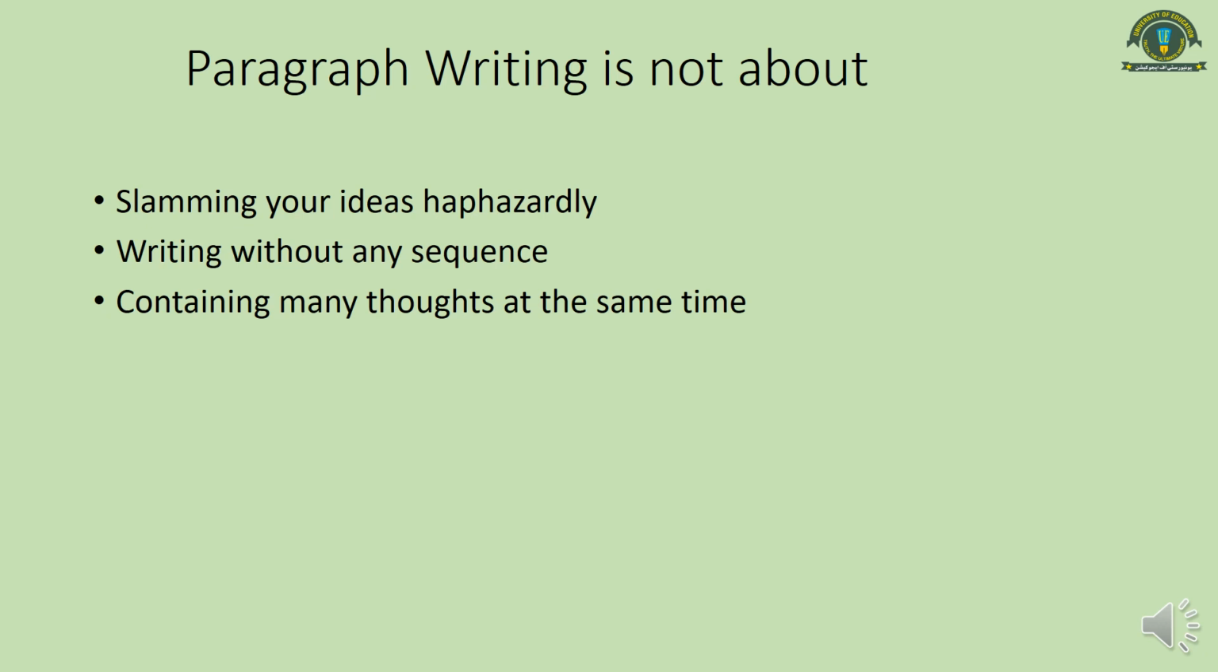Then, writing without any sequence. If you look at the writing structure of those students who write without any planning, they will not exhibit any sequence in their writing. Sequence is a necessary part of paragraph writing, which is also called coherence. And containing so many thoughts at the same time in a single paragraph is also the biggest mistake, because a single paragraph should contain one important piece of information. That is all paragraph writing is about.